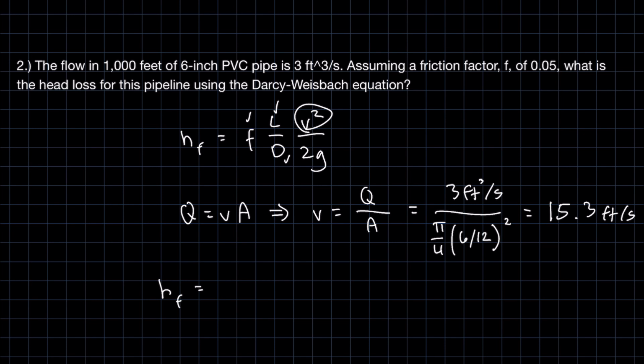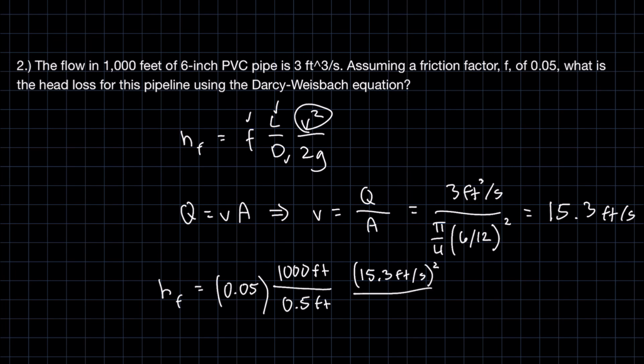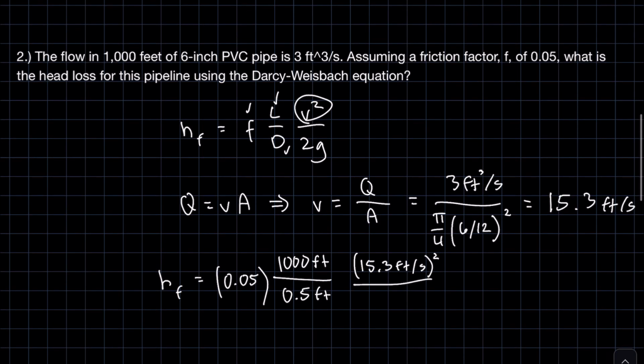We got that friction factor, 0.05. Length is 1,000 feet. Diameter 6 inches or 0.5 feet. And we can plug in the velocity we just found, 15.3 feet per second. Square that. And then 2 times 32.2 feet per second squared. If we plug that into the calculator, we get about 23.8 feet of head loss.